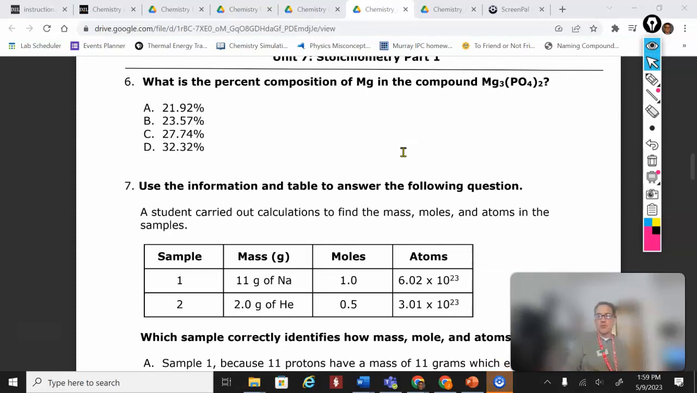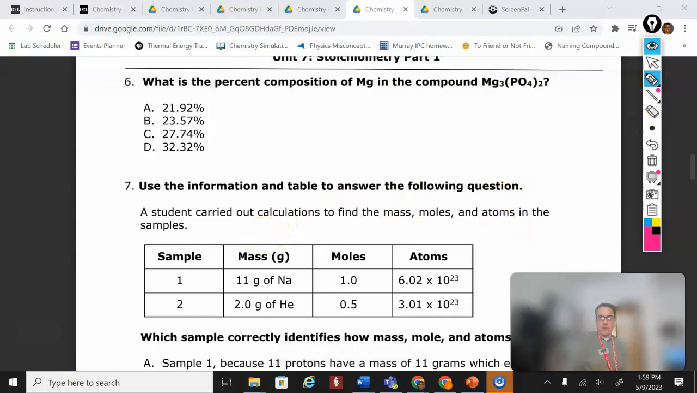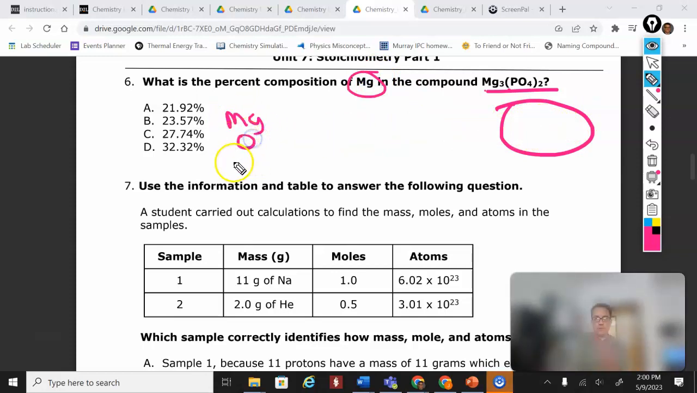Percent composition. So I want to know what percent of this compound is made up of magnesium. This one's a little bit more involved. Again, if you want to think about this as a pie chart, the whole pie is the magnesium MgPO4. So the pie is made up of magnesium, phosphorus, and oxygen, and we're trying to figure out what piece of the pie is magnesium.